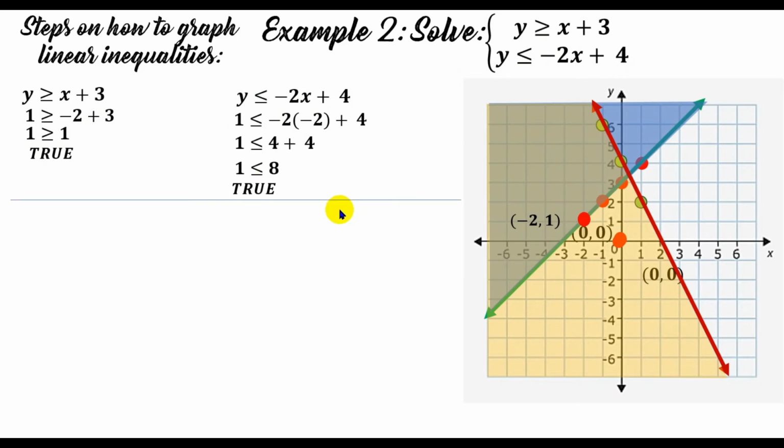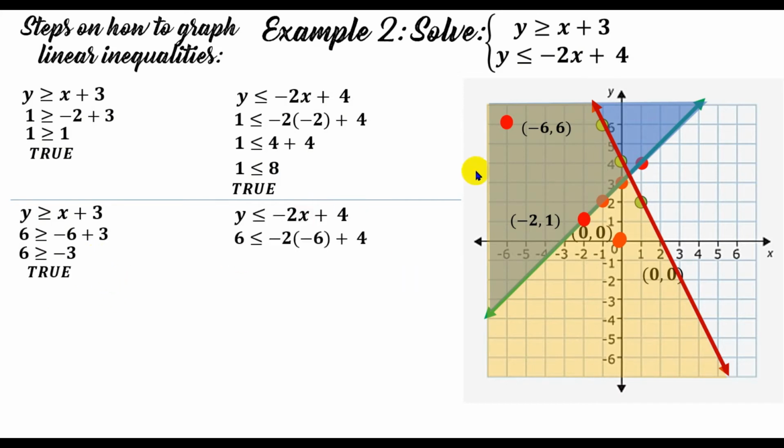Okay, another point from the double shaded region is we have here negative 6 and positive 6. So, substitute that on our first linear inequality. We have positive 6 as y and negative 6 as x. So, negative 6 plus 3 is negative 3 and 6 is greater than negative 3. So, this is true. For the second linear inequality, again, positive 6 is for y and negative 6 is for x. Negative 2 times negative 6 is positive 12. 12 plus 4 is 16 and 6 is less than or equal to 16. So, this is true.